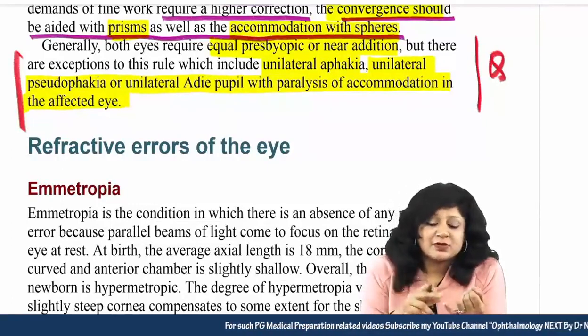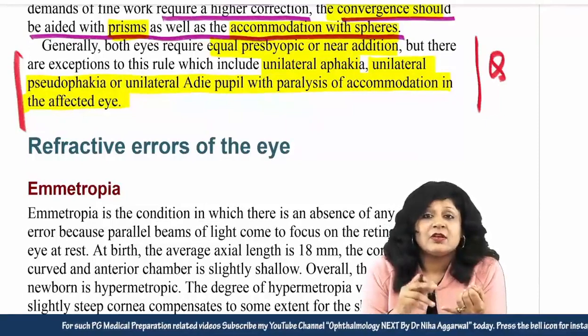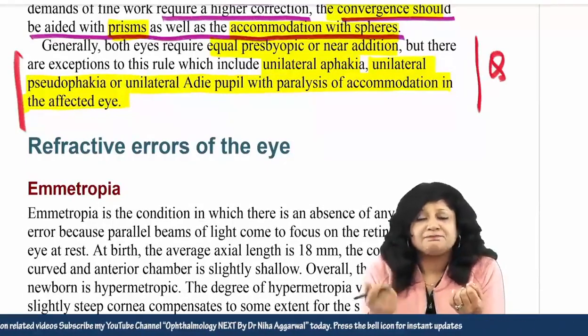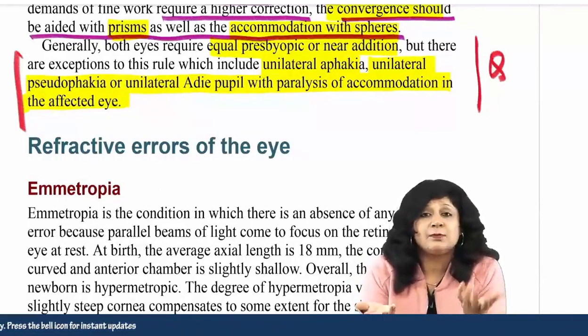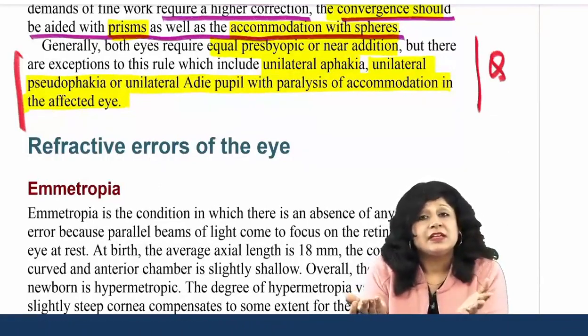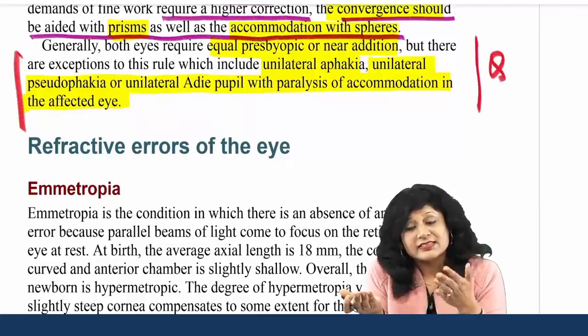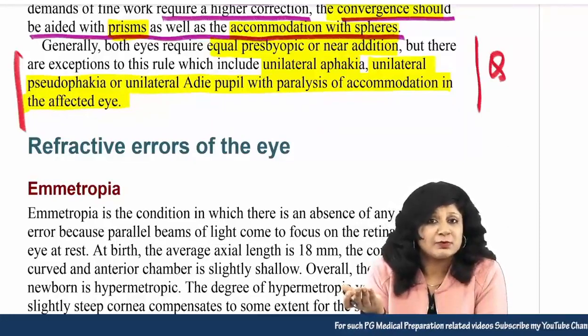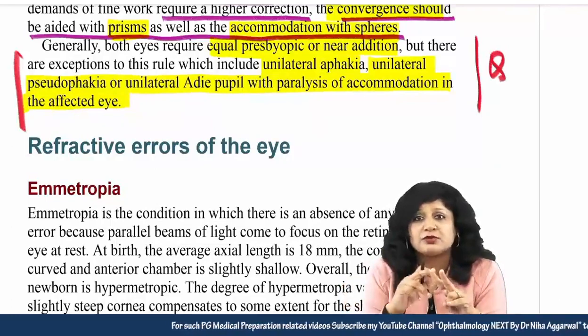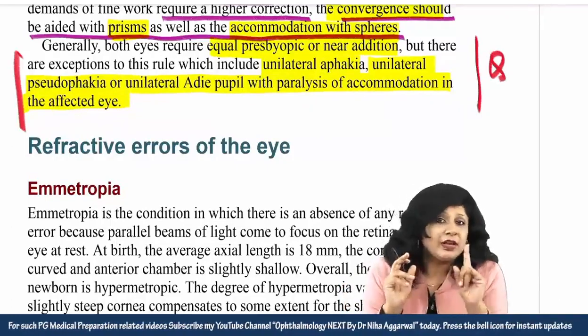If the patient has unilateral aphakia or pseudophakia, or if you have the Adie's tonic pupil, you know that Adie's tonic pupil is usually due to a viral ganglionitis, and that is affecting only one side. This is very different from the Argyll Robertson pupil, where both the eyes are affected. So you have to be very careful that here only one eye is affected.